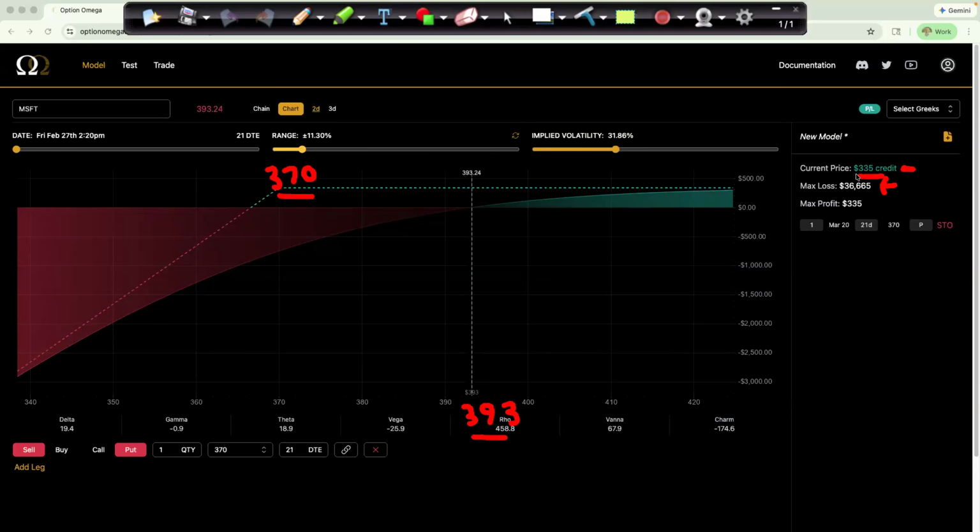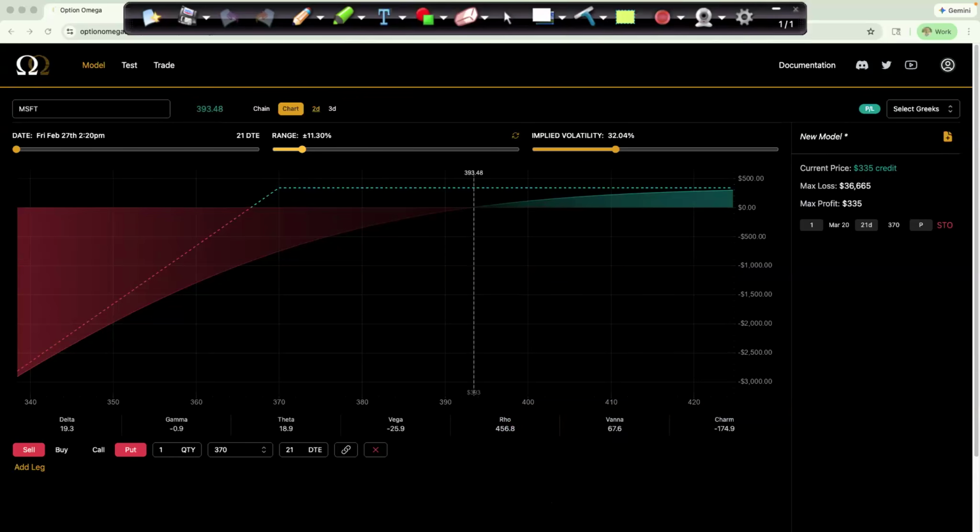And so the question is, well, what's the yield? Let's say I make $335 divided by $36,000 or so. Your yield is 0.009, right? It's just you're chewing up a lot of capital. Can you buy double calendars in a retirement account? Yes.